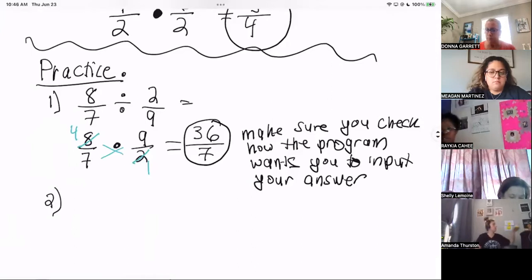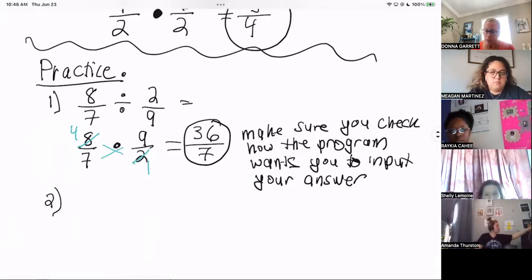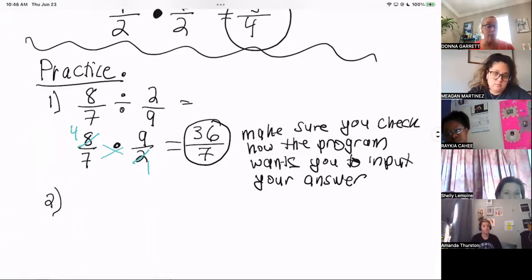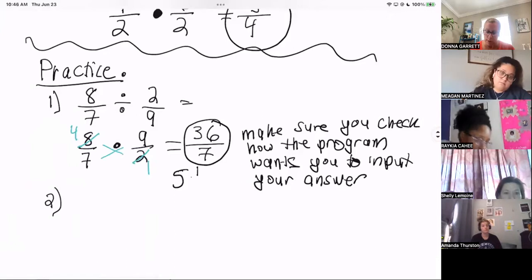How would you write 36 over 7 as a mixed number? Okay, so how many sevens go into 36? 7 times 7 is 49, 7 times 6 is 42. 7 times 5 is 35, right? Okay, so 5 is 35, and how many do I have left over? One. I have 1 over 7.